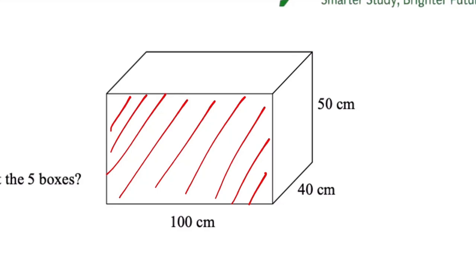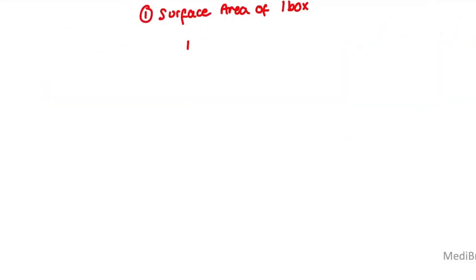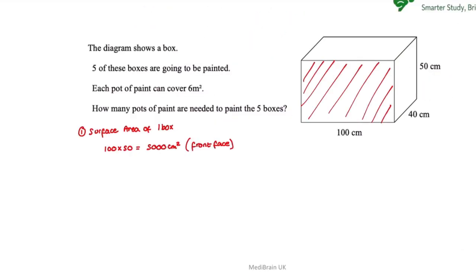So 100 multiplied by 50 is going to give you 5,000 centimeters squared, and this is the front face. We need to work out the back face. The back face is going to be the same as the front face, so we're going to multiply this by 2. The back face is going to be 5,000 centimeters squared as well.